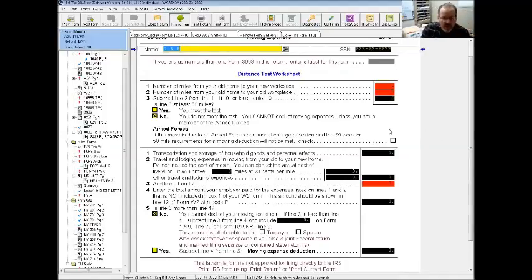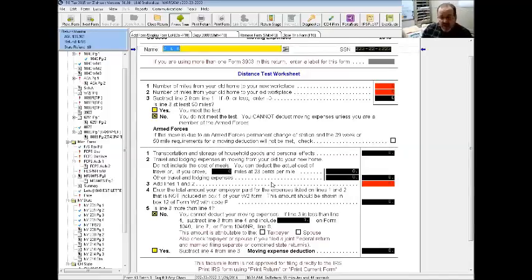Okay? All right. Transportation and storage of household goods. If I rent a U-Haul or I hire a moving company, I can write that off when I make my move of greater than 50 miles. Also, if I get to my destination and I haven't closed on my house yet, or it's still under construction, and I need to temporarily store my household goods and personal effects until I can move into my new residence, I can use that. All right.